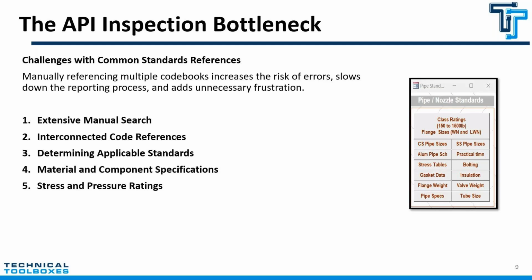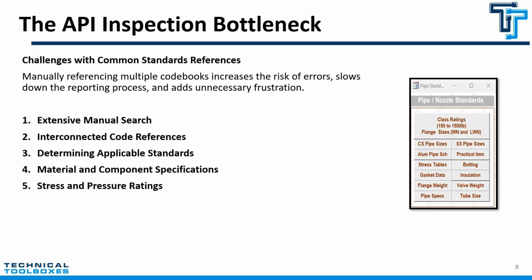For instance, API 653 may reference a section in API 650, which in turn references yet another section within the same standard. This results in a session with multiple open code books scattered all around, making it difficult to navigate efficiently. Okay. You have determining applicable standards.